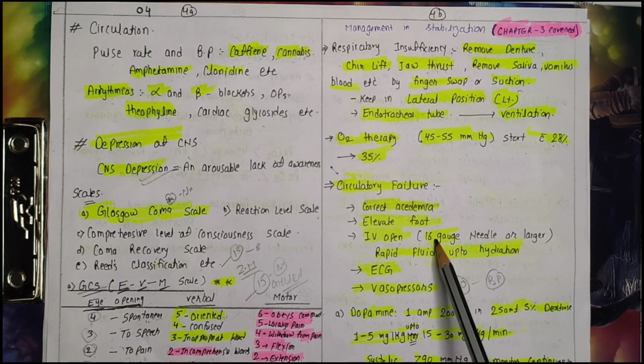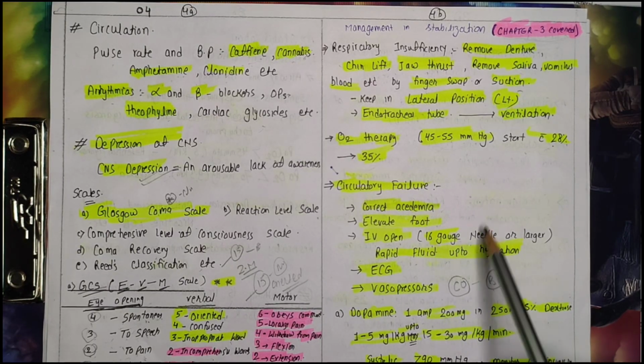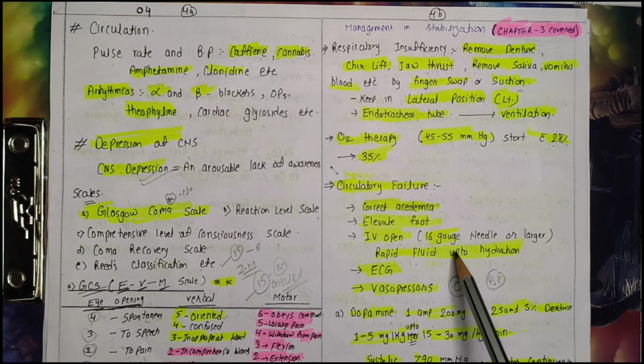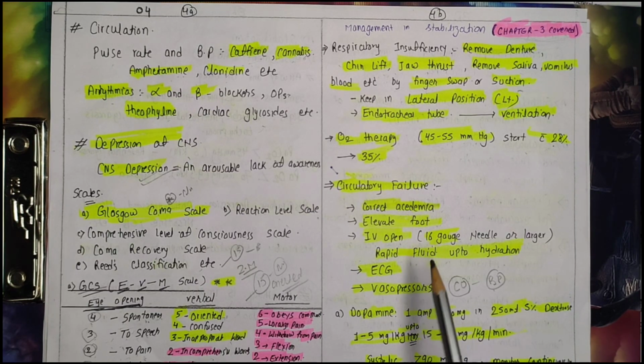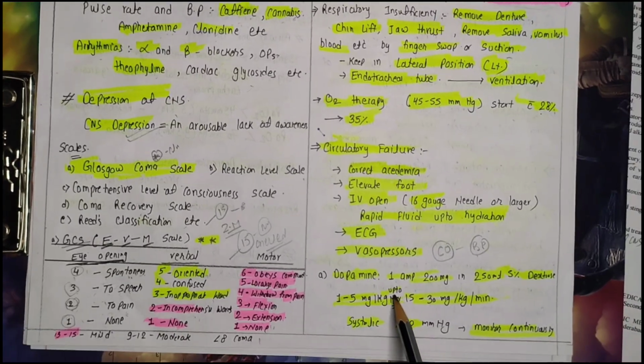And we have to open the IV by putting a cannula in the veins, and we have to use a 16 gauge cannula. This is a very thick cannula which is generally used to transfuse blood. It means that if we need rapid hydration, we can give rapid fluid so that the person's life can be saved. Similarly, we have to go with the electrocardiogram, where we continuously monitor the rate and rhythm of the heart. Then if the BP is low, we have to go for vasopressor therapy.